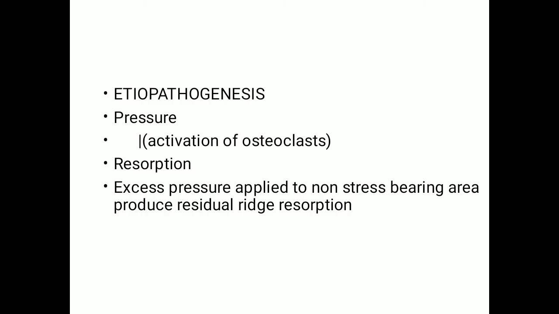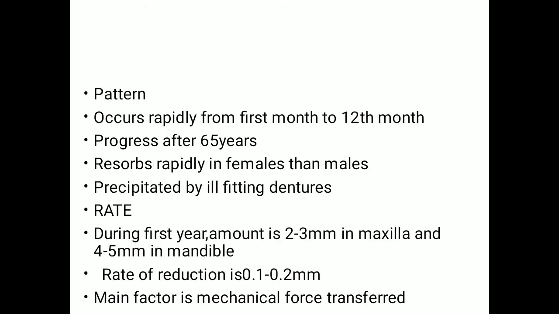Etiopathogenesis: pressure finally leads to resorption by the activation of osteoclasts. If excess pressure is applied on the non-stress bearing area, it will produce residual ridge resorption. Pattern: it mostly occurs rapidly from the first month to the 12th month. It always progresses after 65 years. It resorbs more rapidly in females than in males. It is mainly precipitated by ill-fitting dentures. Rate: during the first year, the amount of resorption is 2 to 3 mm in the maxilla and 4 to 5 mm in the mandible. The rate of reduction will be 0.1 to 0.2 mm. Main factor: mechanical force.